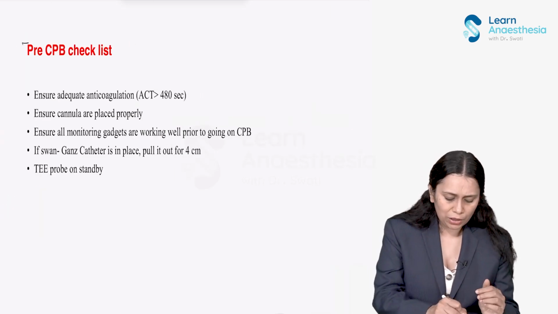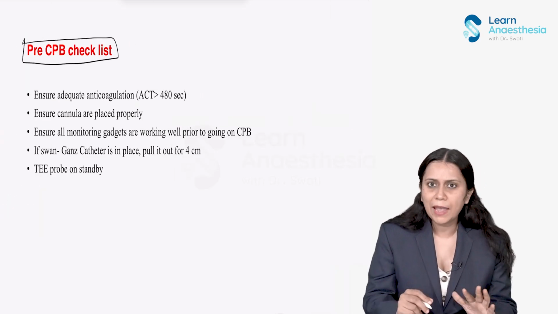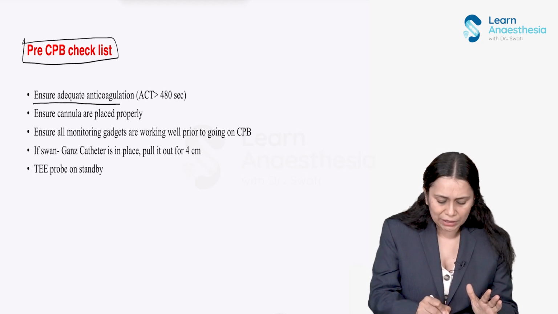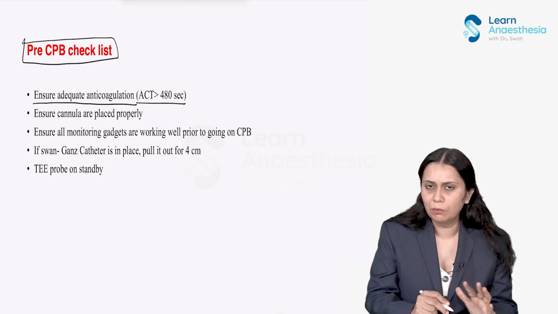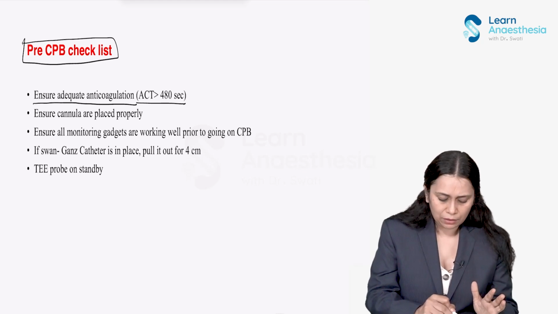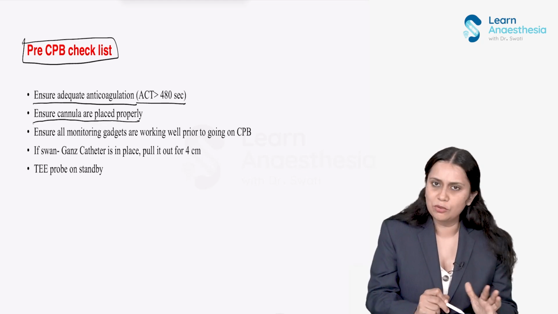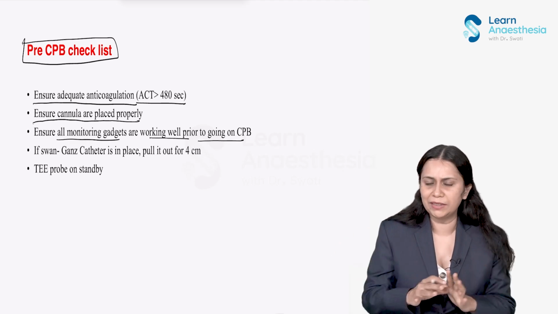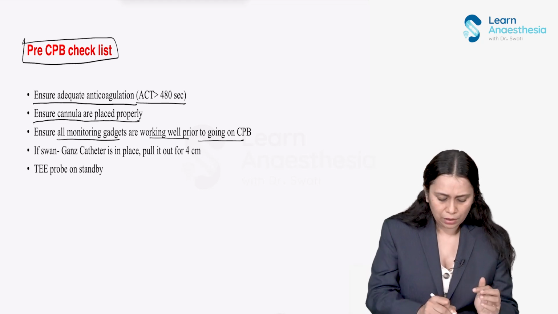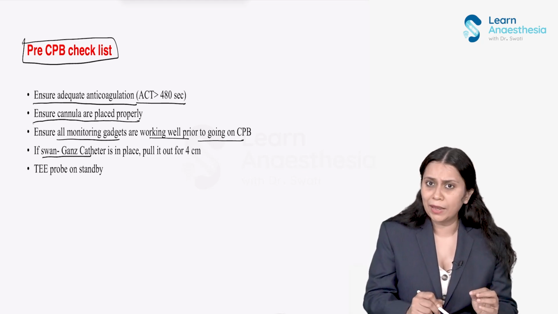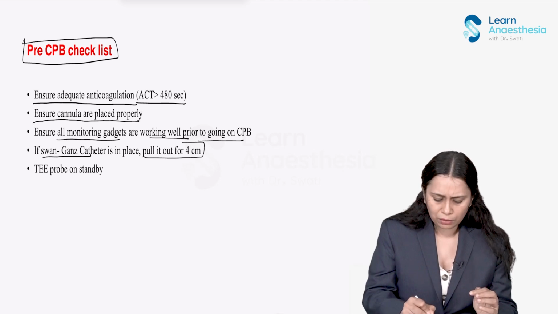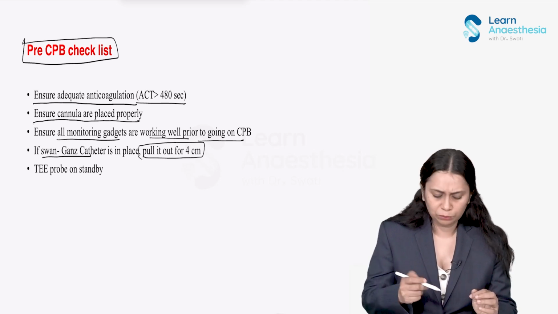Now, what is the pre-CPB checklist? Heparinization should be adequate, so adequate anticoagulation with ACT target more than 480 seconds. We should ensure the cannulas are placed properly. All monitoring gadgets should be working well prior to going on CPB, with all the monitors properly attached. If the PA catheter or Swan-Ganz catheter is placed, we pull it out a little, by 4 centimeter.